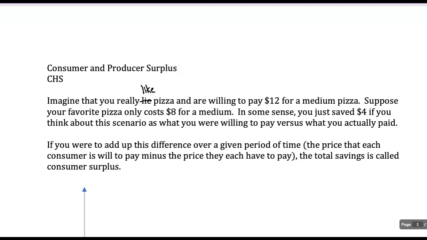Consumer surplus shows up when you are willing to pay more for something than you're actually being charged. So we'll use a really easy example. You have a favorite pizza place and you're like, that pizza is so good, I would be willing to pay $12 for that pizza. But the pizza place is only charging $8 for it. Now, it's not like they put it on sale or you have a coupon.